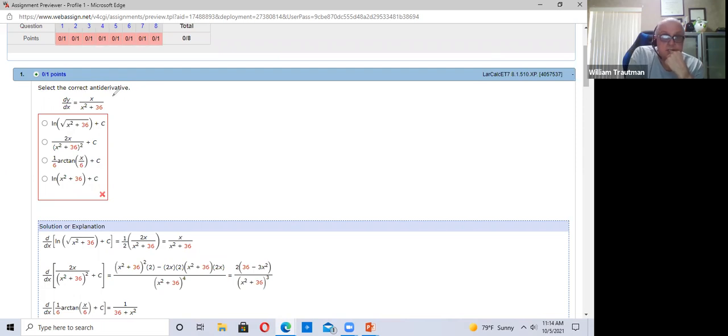So dy dx, the derivative, is this, and what we want to know is what happens when we integrate this. So let's just integrate that and see which one here is correct. x over x squared plus 36. Once again, an x on top. I can't use rule 23, because there's an x on top. So as soon as I recognize that the power is only x on top, I'm going to make the bottom equal to u.